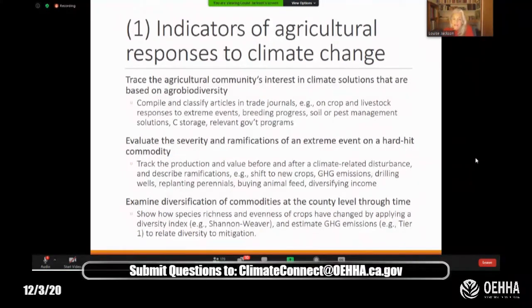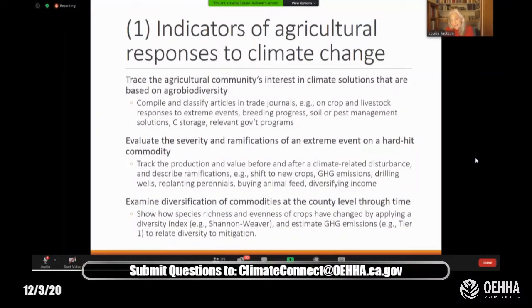We could examine the diversification of crops at the county level through time. For example, to show how species richness and evenness of crops have changed through the last few decades, and then estimate greenhouse gas emissions, say with very simple tier 1 methods. And that would be to relate diversity to mitigation.